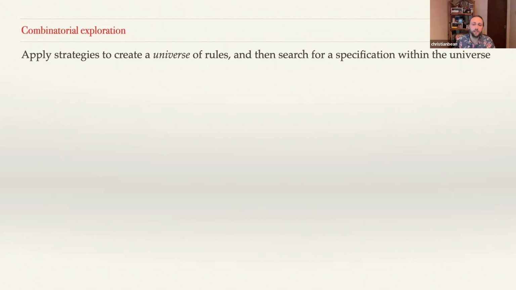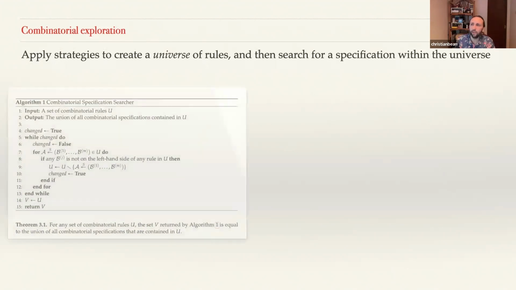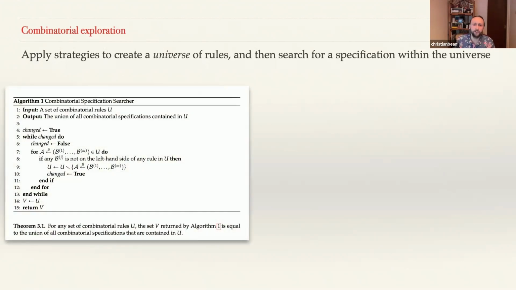And then within this large set of rules, we're then going to search for this combinatorial specification, which is simply a subset of rules such that every combinatorial set appears exactly once on the left-hand side. Okay, so it turns out there is a fairly efficient algorithm for doing that, so I've just highlighted it here. The details aren't too important. We call it the prune method.